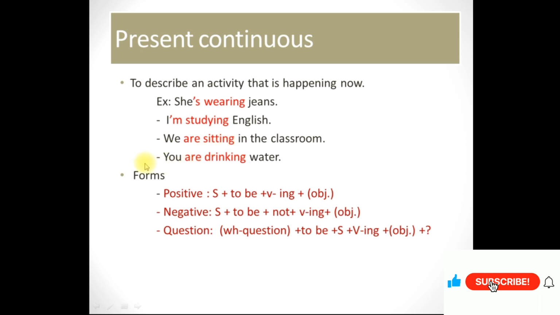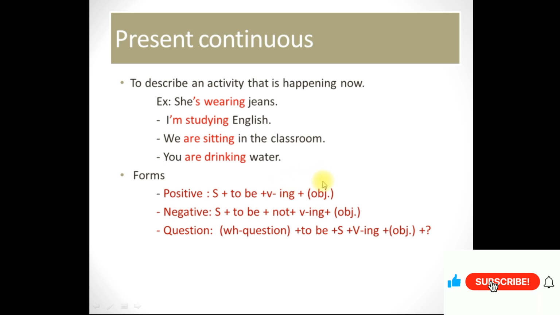Right? Okay, so now we are going to look at the forms of it. We have three forms: a positive form, a negative form, and a question form. When we form present continuous, the first thing we use is the subject, and then to be, and then verb-ing or object, right? Sometimes the verb needs an object, sometimes it doesn't, according to the type of verb, transitive or intransitive.